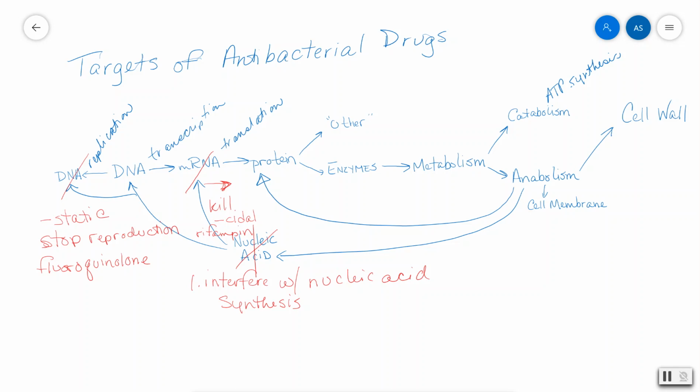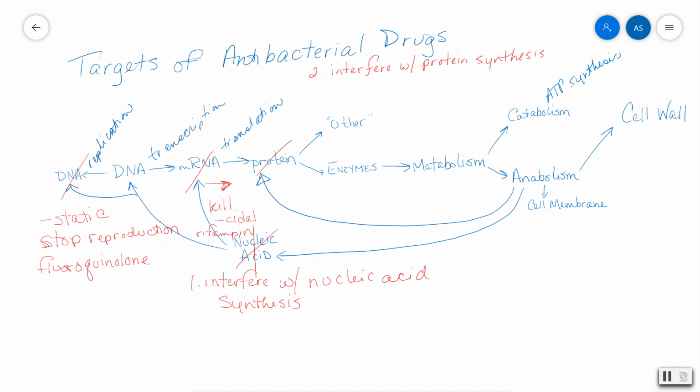The next target is to interfere with protein synthesis. And drugs that interfere with protein synthesis, most of them work by binding to the ribosome, and there's a great variety in how they can do this. Some of these drugs bind to the small ribosomal subunit, some of them bind to the large ribosomal subunit, some bind reversibly, some bind irreversibly.